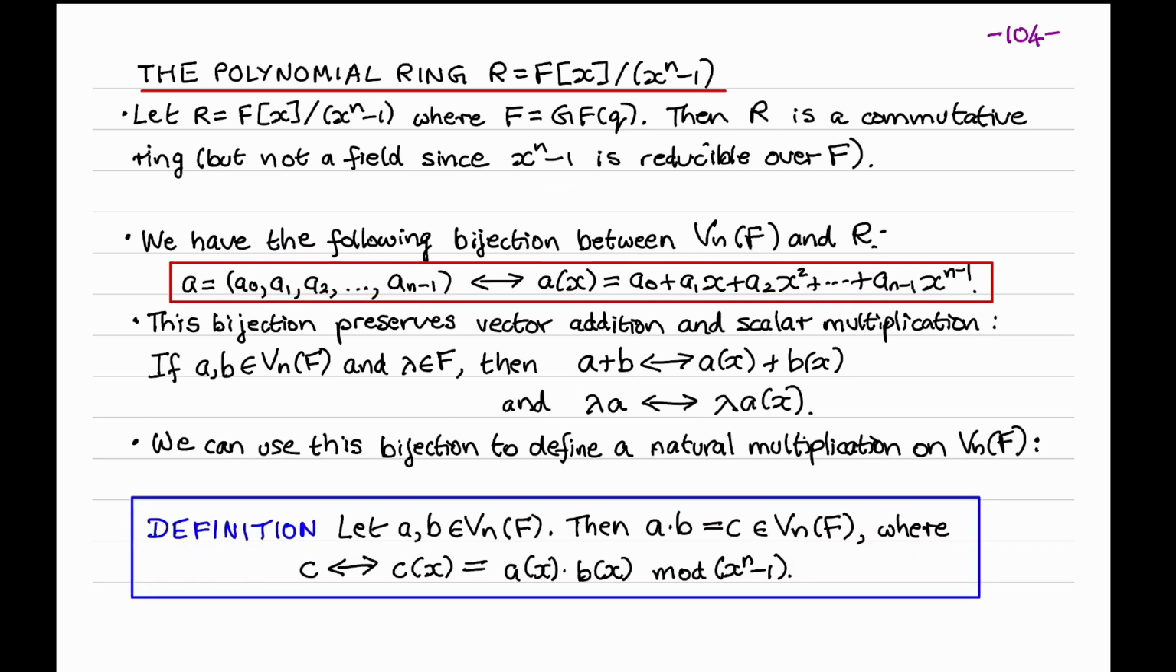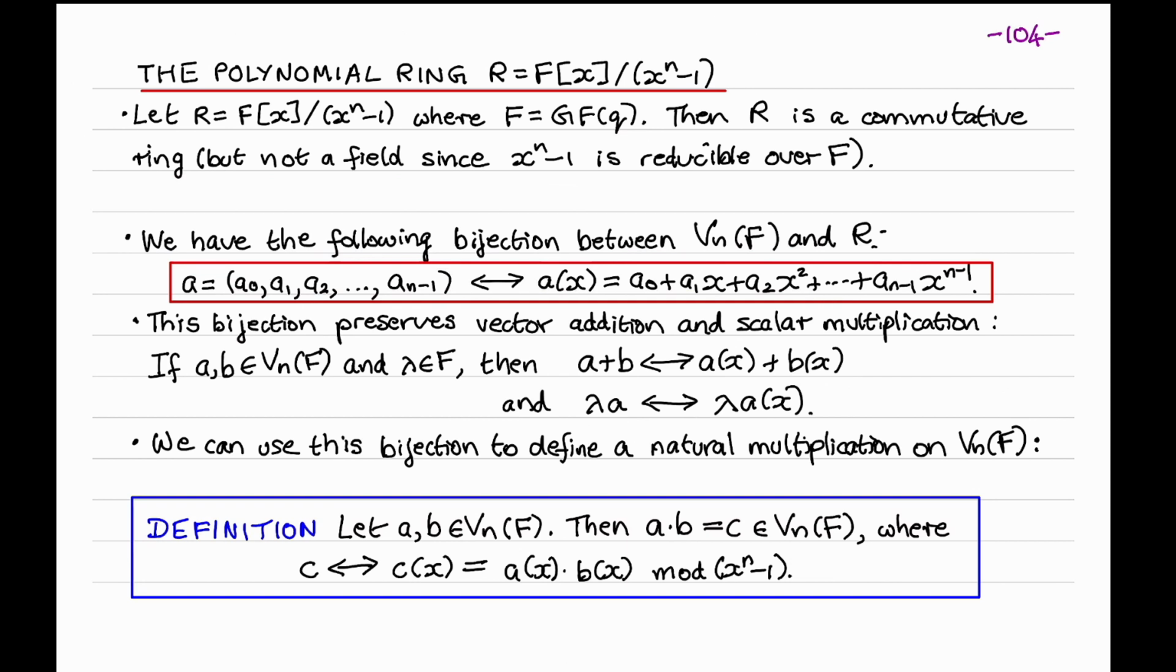I can now use this bijection to define a natural multiplication on the vector space. This multiplication will not be the same as the inner product, where the product of two vectors is a scalar. Here, the product of two vectors will be a vector.